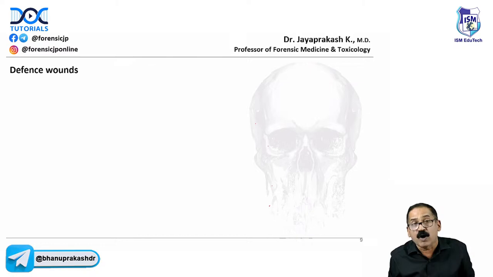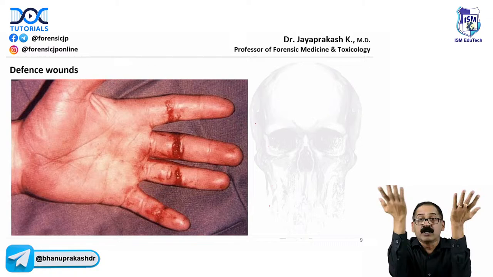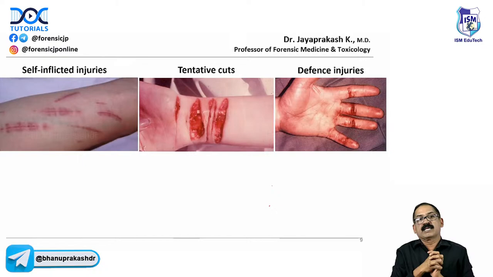That is different. Okay. Now, whenever there is injury over the palmar aspect, it is a defense wound. Or over the forearm, maybe the dorsum of the hand. He may fall over the ground, he may raise his feet, so it may be seen on the feet also. Okay. Now, you have a good idea how to differentiate between self-inflicted, tentative and defense injuries.